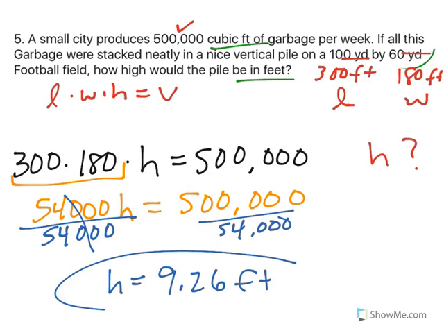9.26 feet. So if we would put this 500,000 cubic foot of garbage on this football field that's 100 by 60 yards, it would be 9.26 feet high. That's a lot of garbage per week. That's every week.